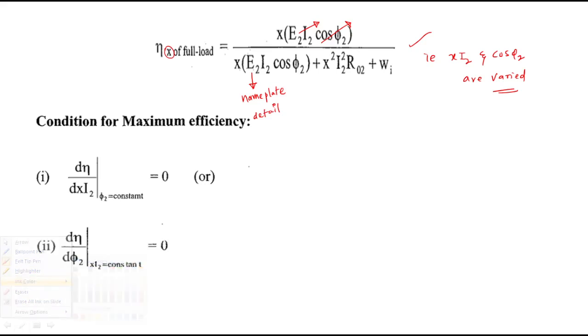For that, when the current varies, we have to keep the power factor constant. That is the first case: differentiation of efficiency with variation of load current when the phase angle is constant. What is the meaning? Power factor is constant. And the second one is the variation of efficiency with the variation of phase angle, keeping x I2 constant. So we have to get these two cases. These two cases are required to get the condition for maximum efficiency. First I would like to go with case 1, later I will discuss case 2.